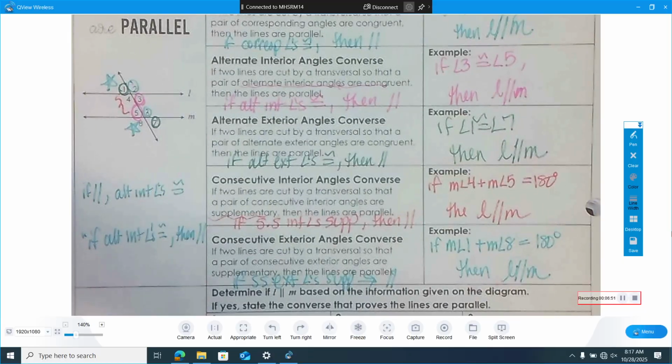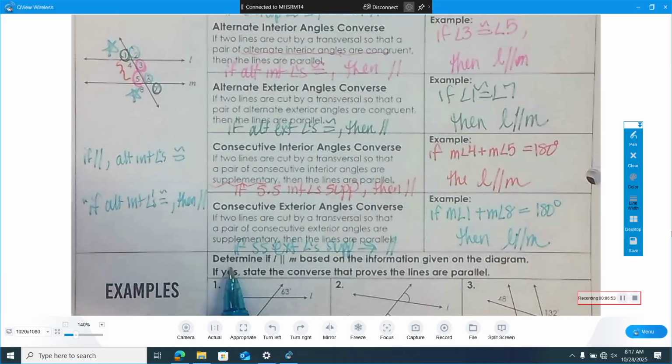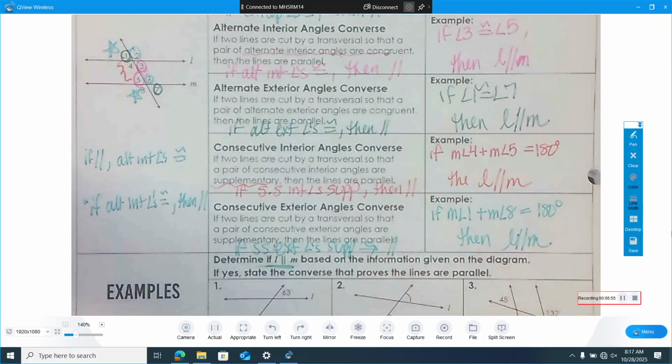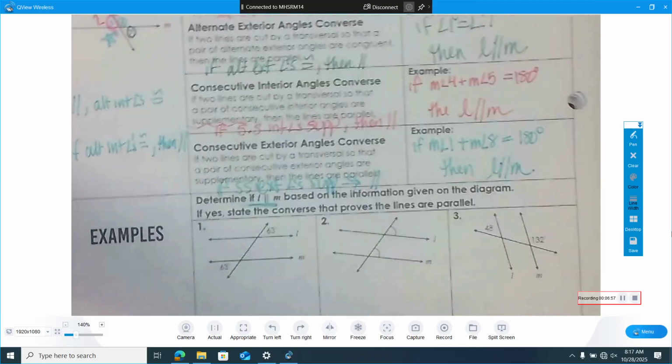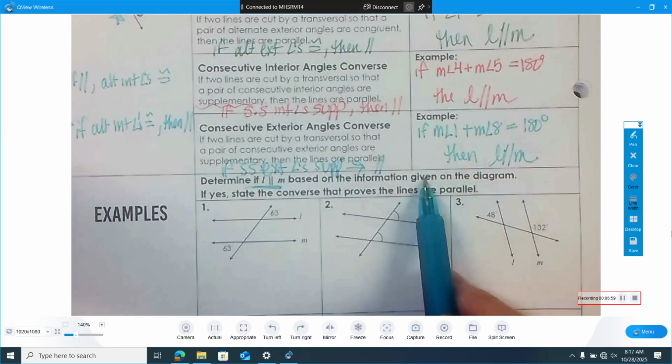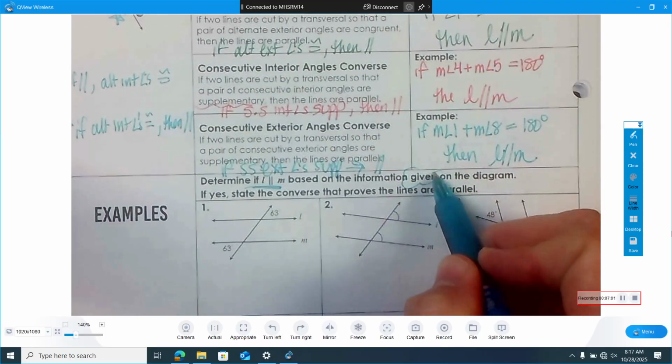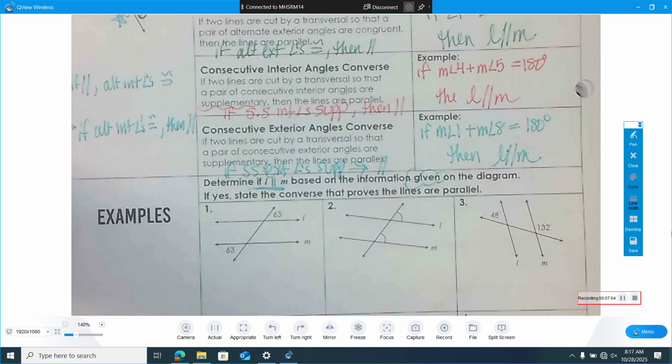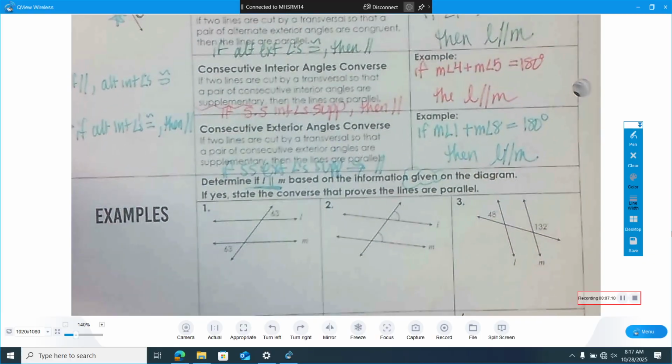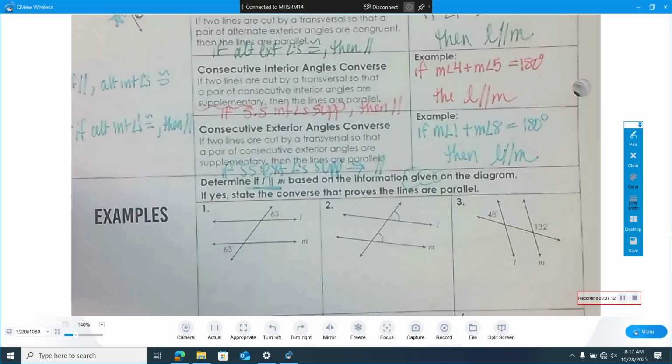Okay, nice. So let's look here. We want to determine if L is parallel to M based on the information given in the diagram. Again, we have to be given the information. We have to make a logical conclusion based on what they're telling us. If yes, state the converse that proves the lines are parallel.